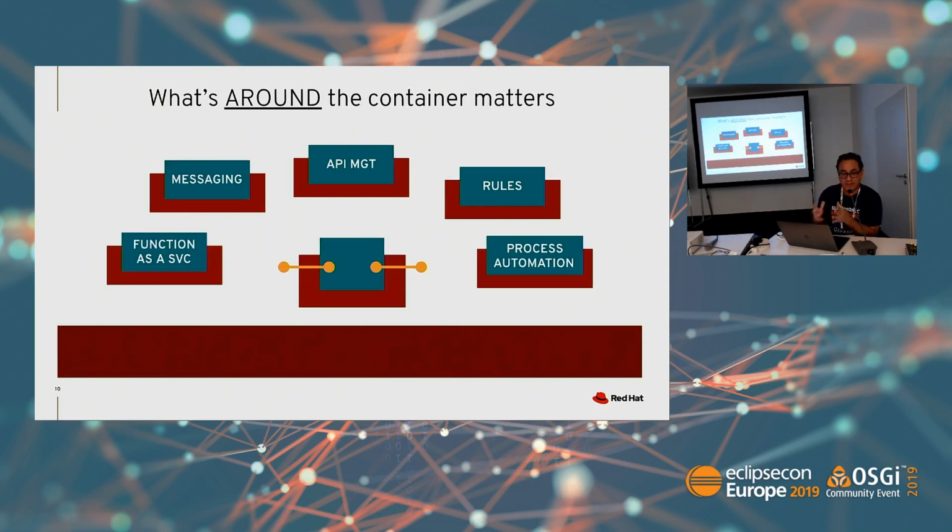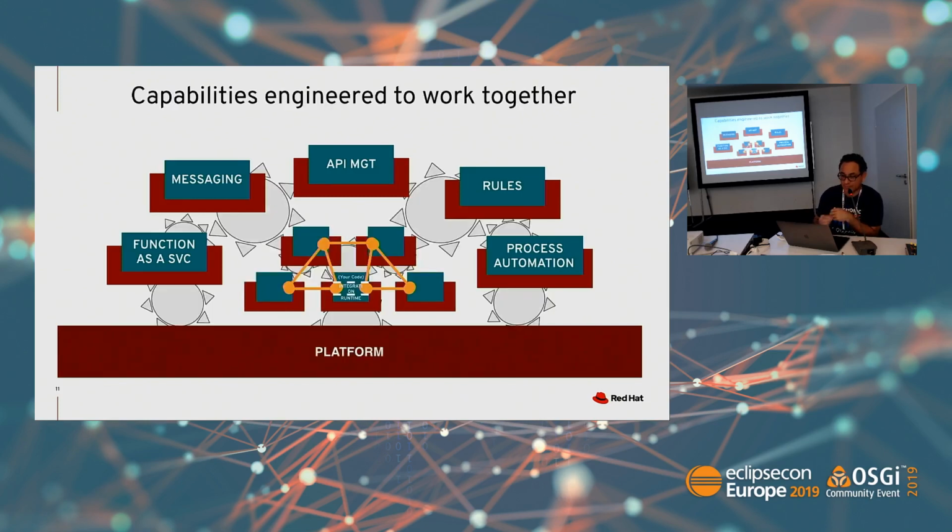And also what's around the containers. So these are ready-to-use development tools, things like messaging, if you think of Kafka, AMQ, API management, like 3Scale in our case, business rules management systems, function as a service solutions, BPM process automation solutions. These are all ready-to-use tools that will help you accelerate your implementation of business logic. So this is also important.